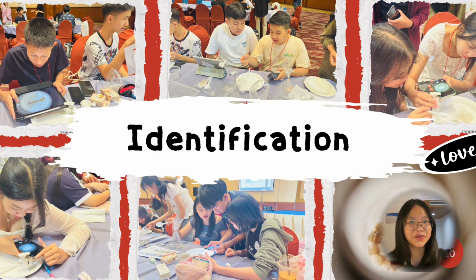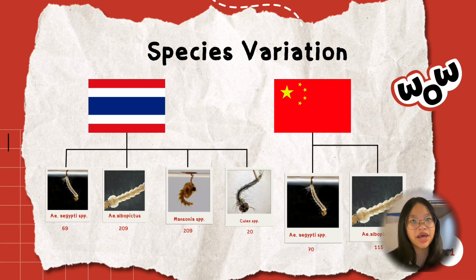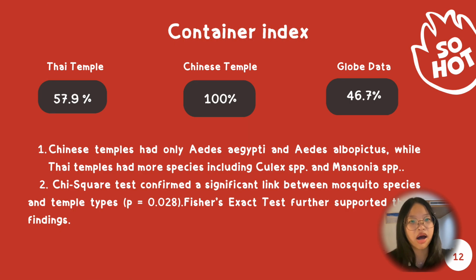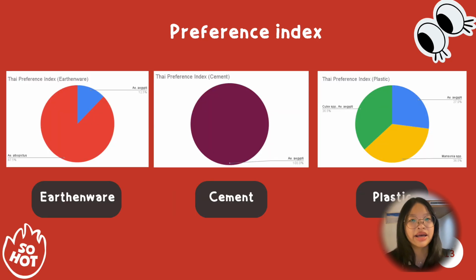And for our results, mosquito species distribution varies by temple type, influenced by structural and mitigation factors. Chinese temples had only Aedes aegypti and Aedes albopictus, while Thai temples had more species, including Culex and Mansonia. Breeding risk was higher in Chinese temples with a 100% container index compared to 57.89% in Thai temples due to water-holding containers.